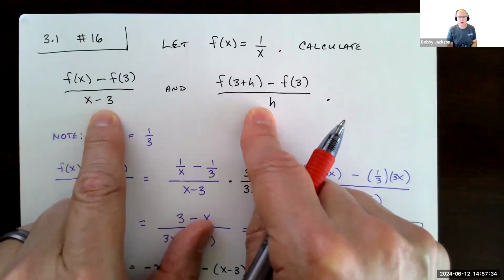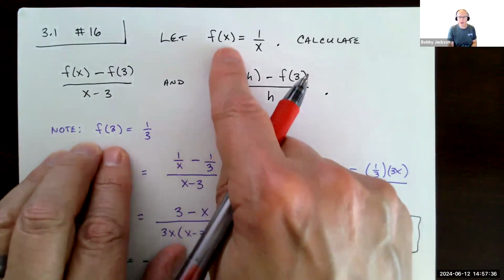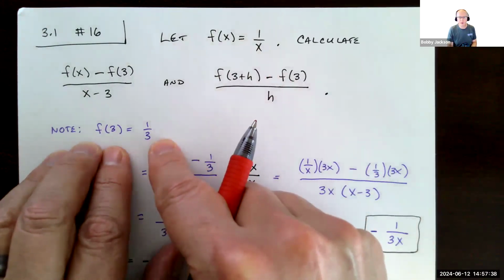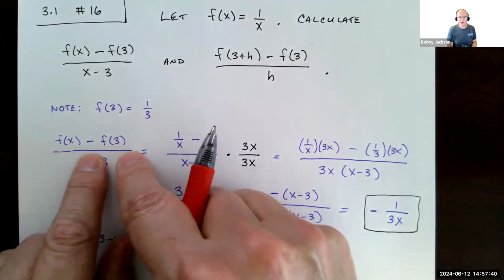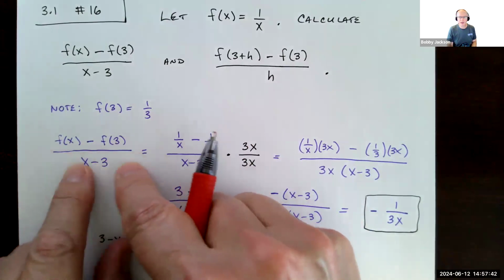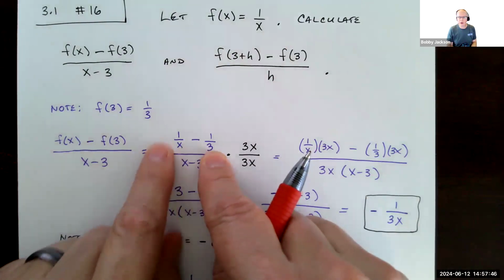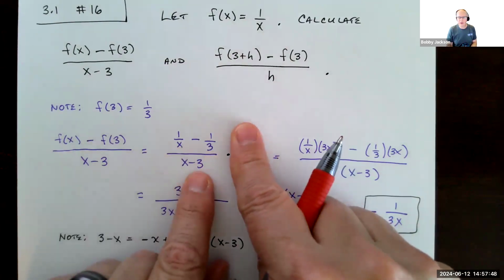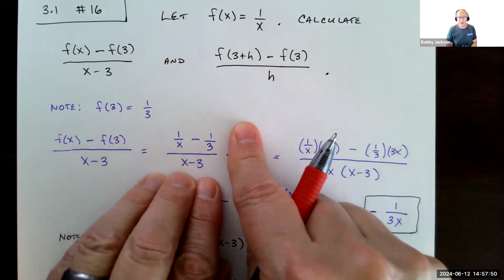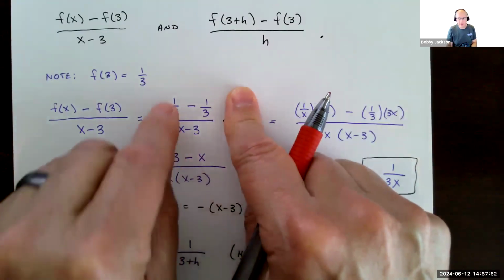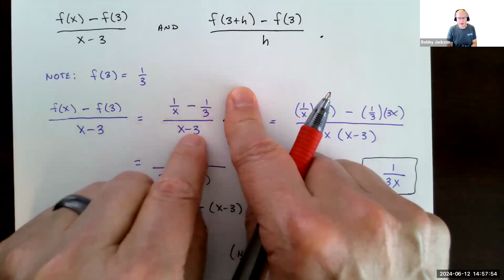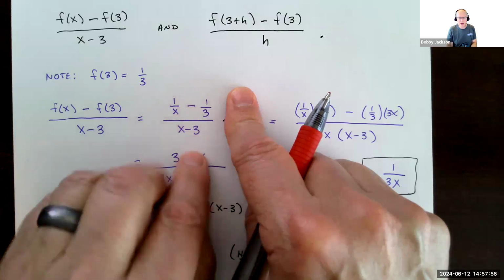Okay, so first of all, note that f of 3, if I plug in 3 here, I get 1/3. Okay, so what is f of x minus f of 3 over x minus 3? Well, f of x is just 1 over x. F of 3 is 1/3. And then we have x minus 3 on the bottom. Now, that's the difference quotient, but it's not simplified because I have fractions, smaller fractions within the bigger fraction. So how do I clear that up?